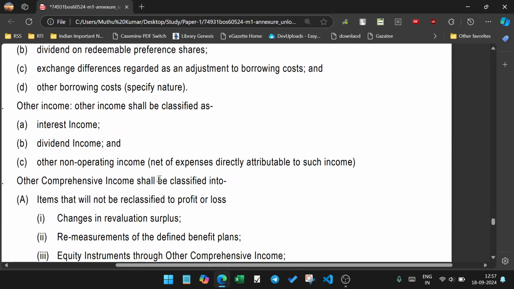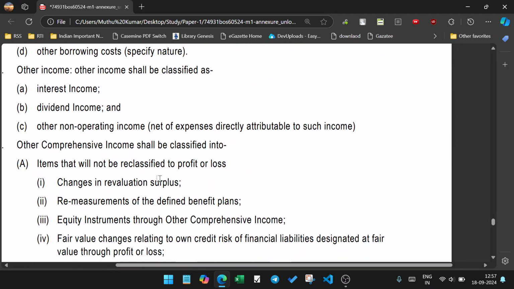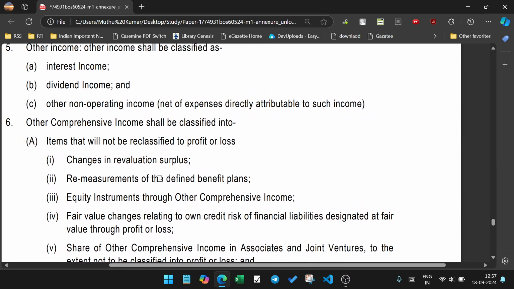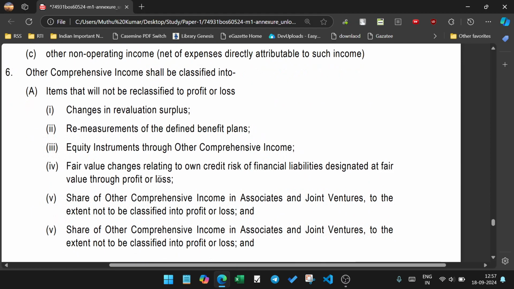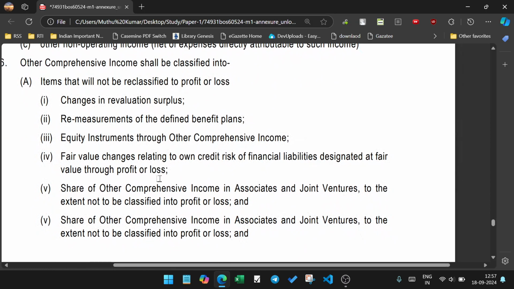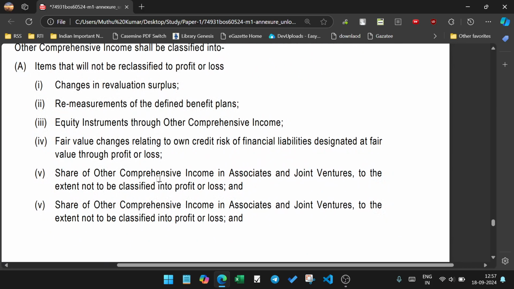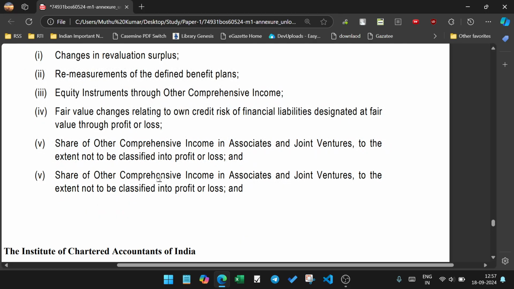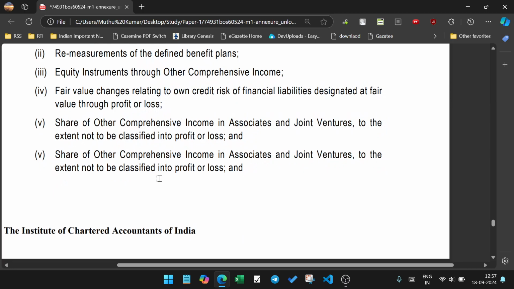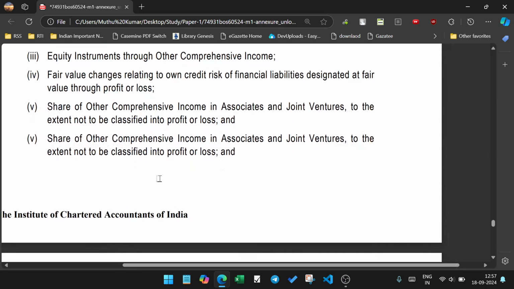Other income shall be classified as interest income, dividend income, and other non-operating income, net of expenses directly attributable to such income. Other comprehensive income shall be classified into items that will not be reclassified to profit or loss: changes in revaluation surplus, remeasurement of defined benefit plans, equity instruments through other comprehensive income, and fair value changes relating to own credit risk of financial liabilities designated at fair value through profit and loss account.